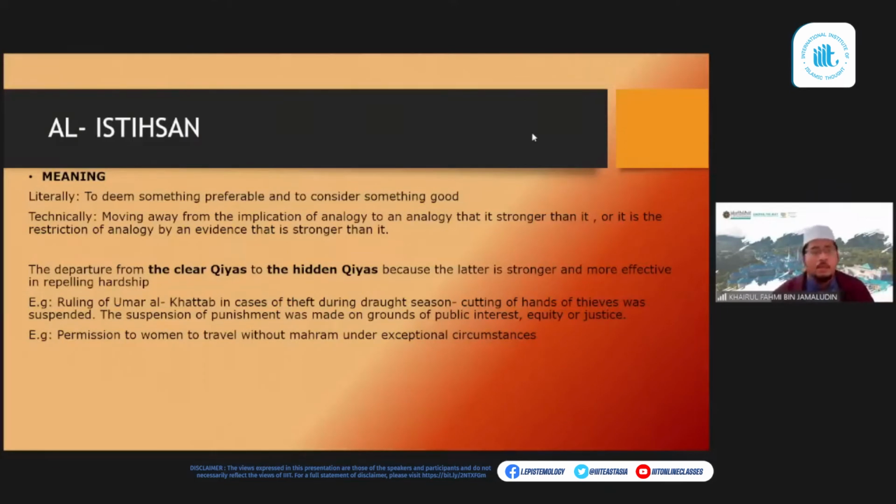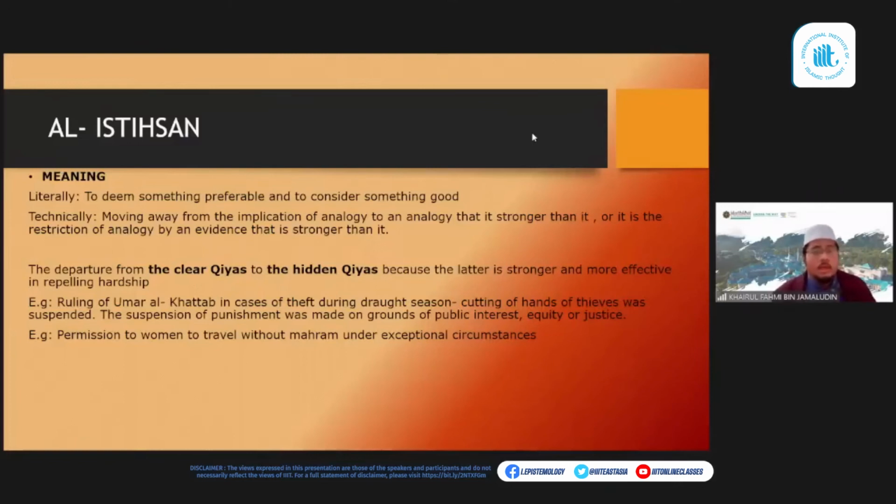But when this theft happened during the drought season, Umar, instead of following the same rule, moved to another rule. Instead of cutting off the hand, he refused to cut it off. He suspended the hadd of theft. Why? This was made on the ground of public interest, because it was the drought season. Of course, when this person was caught for stealing, he committed this act out of necessity. He just wanted to stay alive and stay out from being starved. Okay, that is number one.